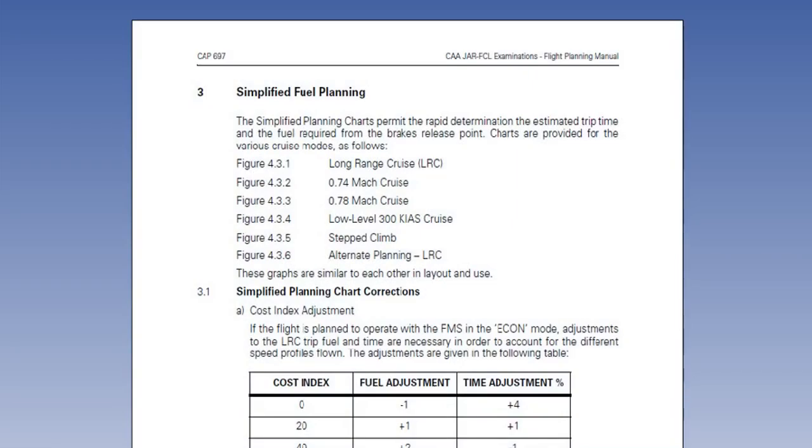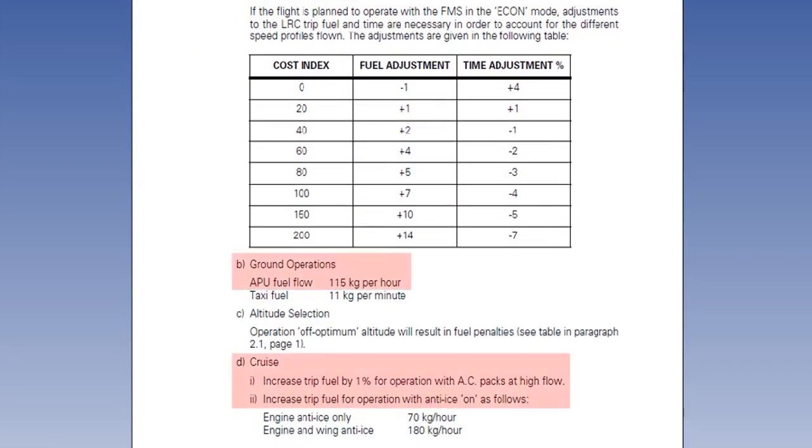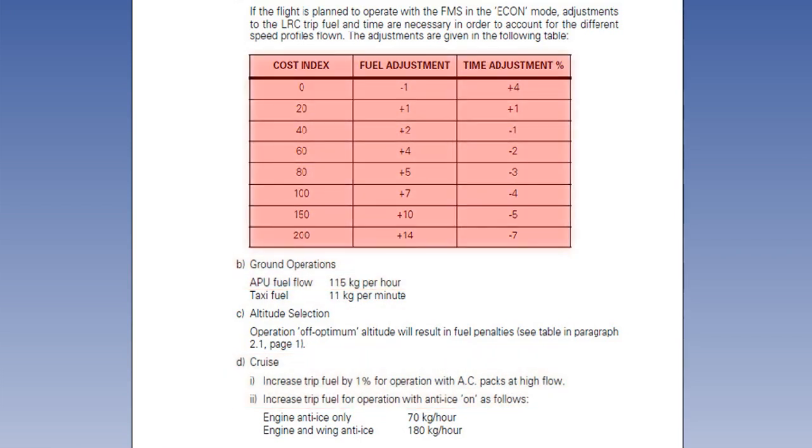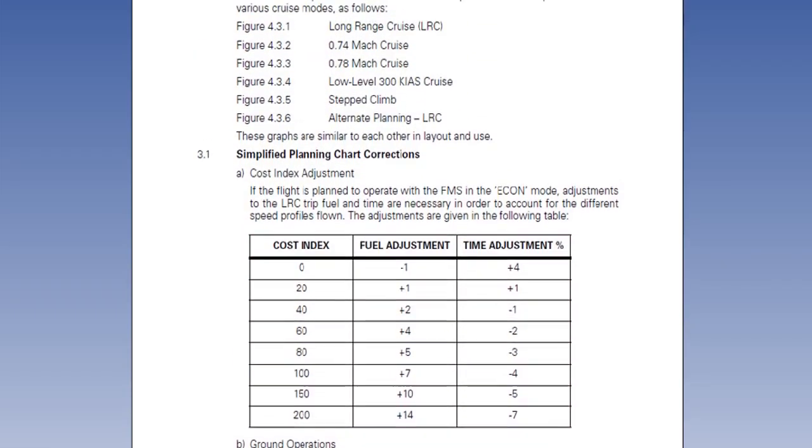Further increases in fuel consumption are shown on page 3 of this section. These include such items as operating the anti-icing system or the air conditioning, and the auxiliary power unit or APU. However, the main item of concern here is the table of cost index adjustment, which is used when the flight management system or FMS is in the econ mode.